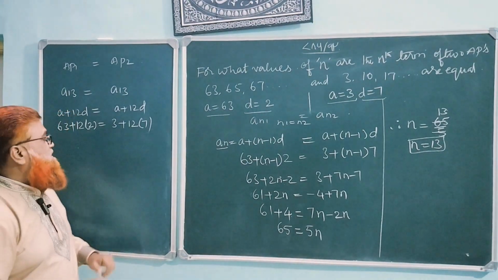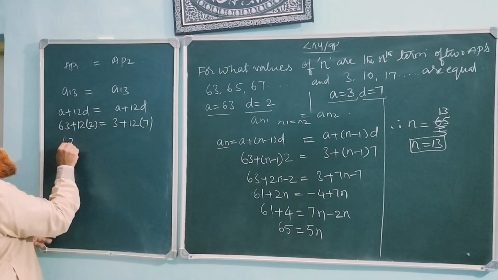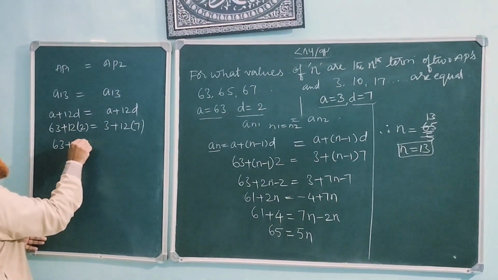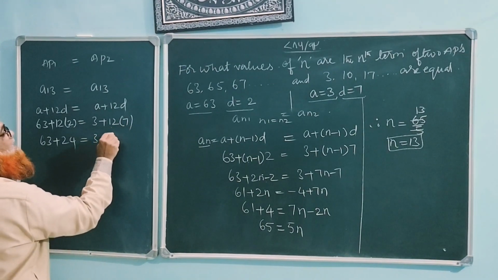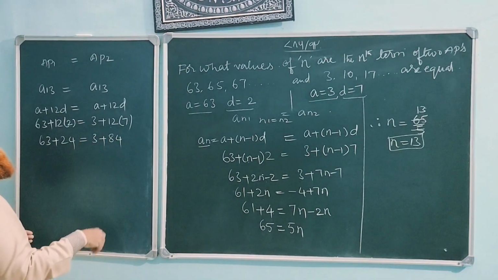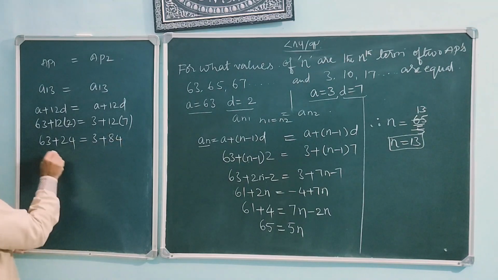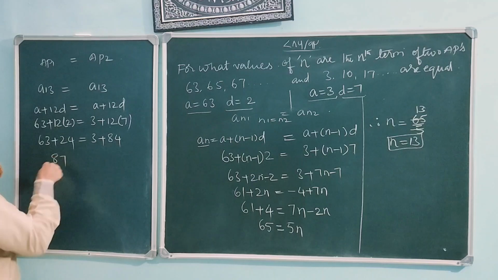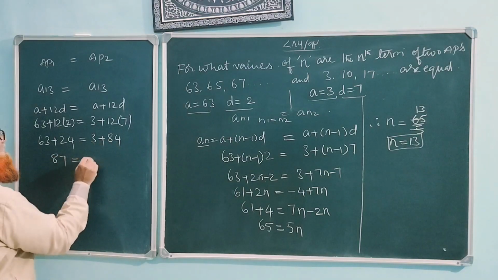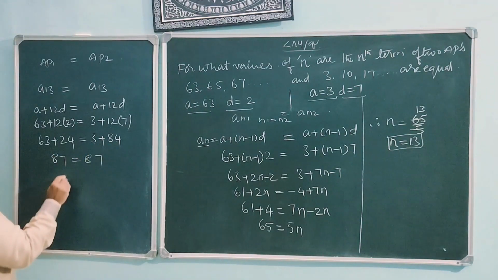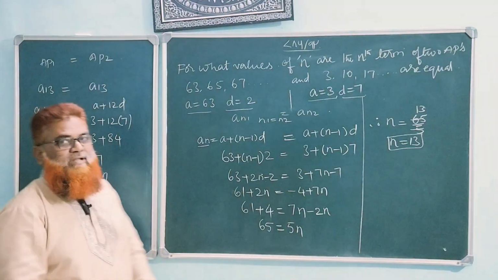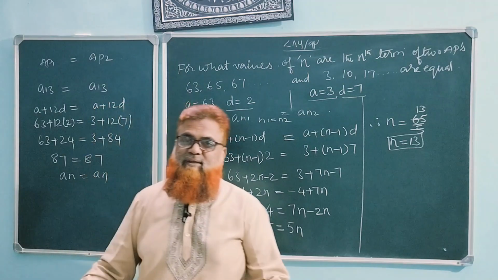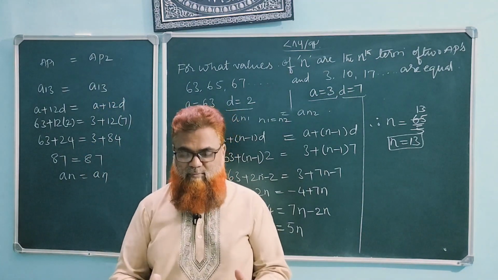Understand, don't confuse it. 63 plus 12 2s are 24 is equal to 3 plus 12 7s are 84. Am I correct? 12 7s are 84. 63 plus 24 is how much? It is 87. Now 3 plus 84 is how much? It is 87. Therefore a_n is equal to a_n for both AP1 and AP2. Okay, this is the way we discussed and solved the problems.